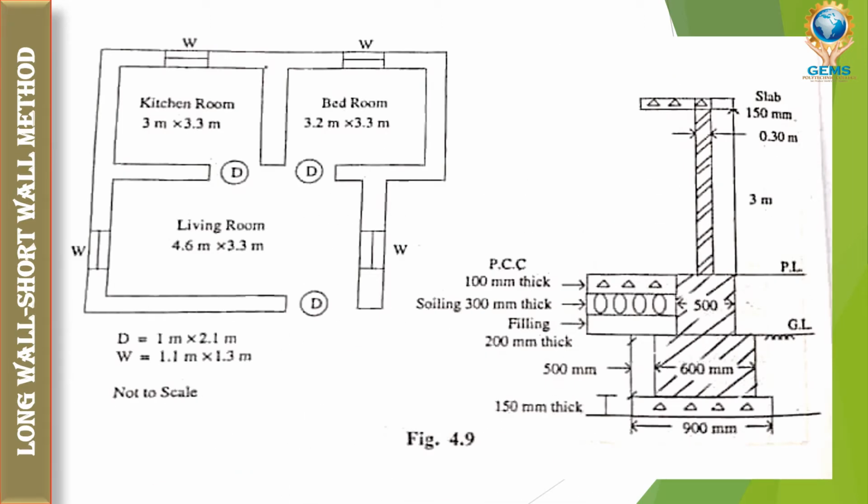On the left side you can see the plan of the building or room of our house. We have a kitchen room, a bedroom, then a living room. Kitchen room dimension is 3 meter by 3.3 meter, then bedroom size is 3.2 meter by 3.3 meter, then the living room size is 4.6 meter by 3.3 meter. These are the dimensions given. Then on the right side you can see the section of this plan.